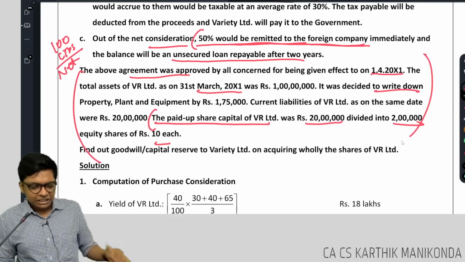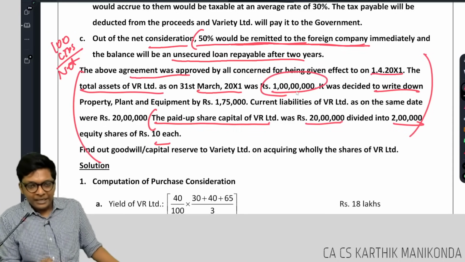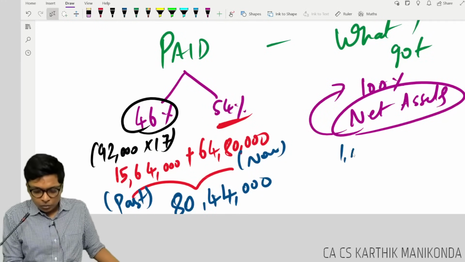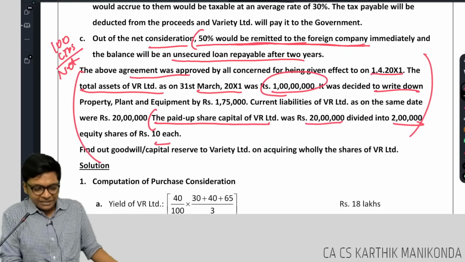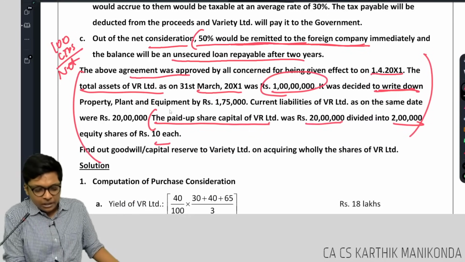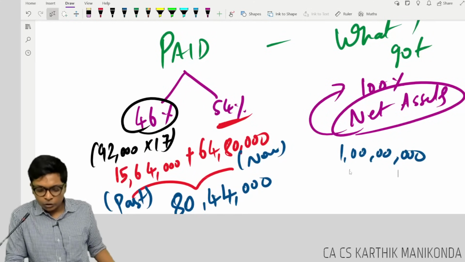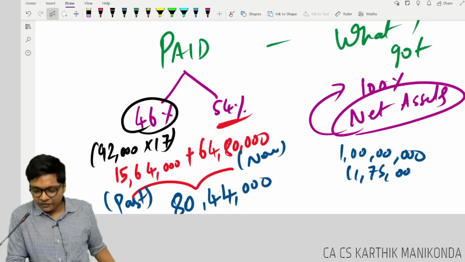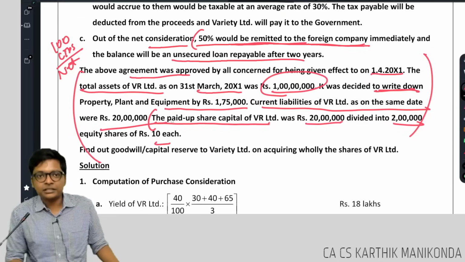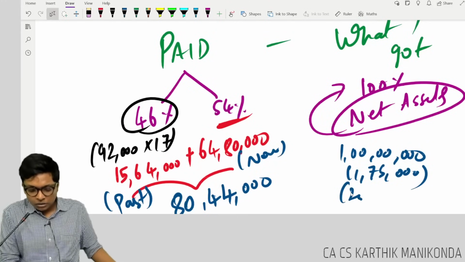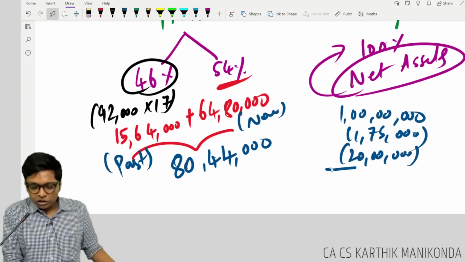What I got is there in the question in the paragraph below. Net assets, straight away they give. Total assets is 1 crore. But look at this, 1 crore is my total assets, but from this I have to reduce property, plant, equipment by 1 lakh 75,000. Any other adjustment? Current liabilities on the same date is 20 lakhs. I have to reduce current liabilities. So you find net assets. What's your net asset, guys?